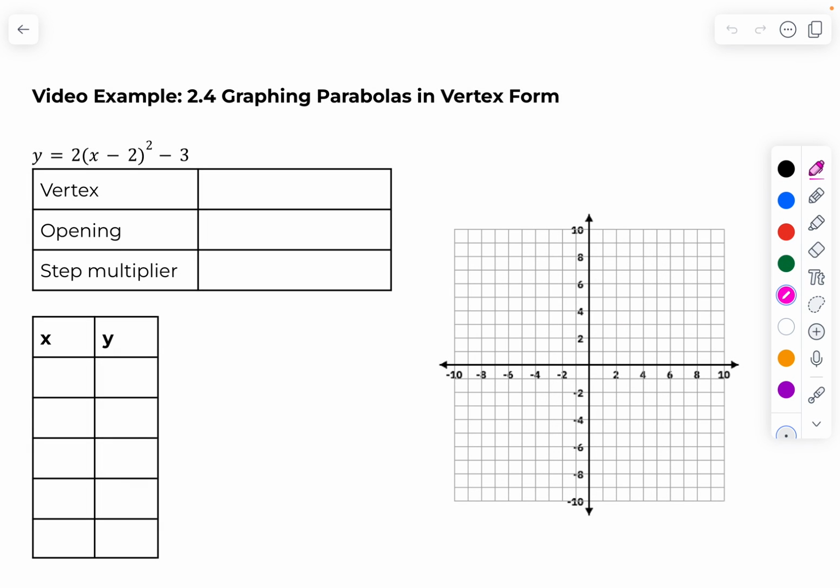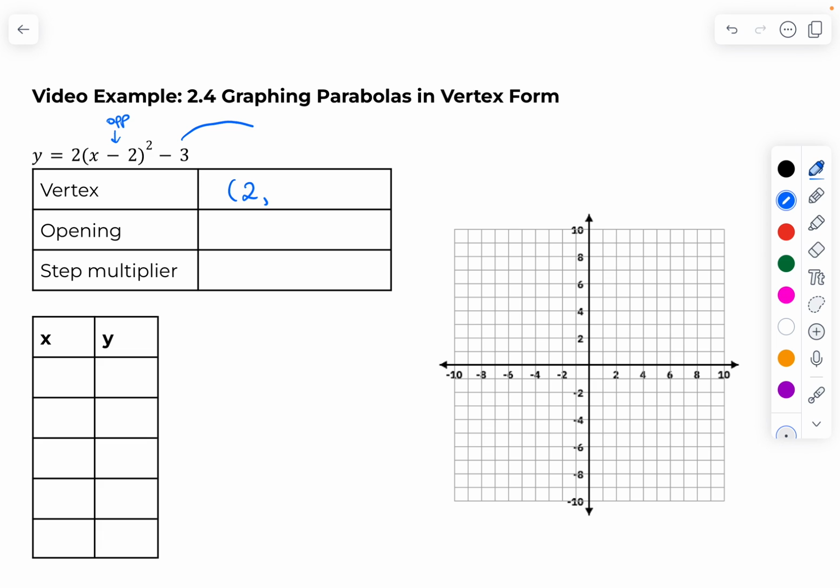All right, so let's take a look at a couple of examples of graphing parabolas in vertex form. The reason why we call this vertex form is because this equation, so this x minus 2 actually tells us the x coordinate of the vertex, and it's positive 2. So it's always the opposite sign of there. Okay, so x minus 2 squared is going to have a vertex where x is positive 2.